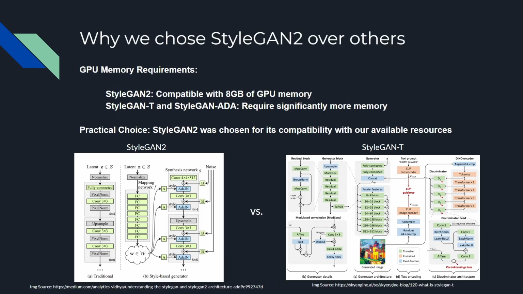Why we chose StyleGAN2 over others. When training a GAN network, it's essential to have enough physical space within the graphics card to accommodate the network. Different types of GANs have varying GPU memory requirements. For instance, the StyleGAN2 network works well with 8GB memory on your laptop GPU. However, we found that StyleGAN-T and StyleGAN-ADA both require significantly more memory, to the extent that they are unable to train correctly with our current setup, either personal or work. This issue became evident after we trained a StyleGAN-T network for a few hundred hours, leading us to choose StyleGAN2 for its compatibility with our available resources.